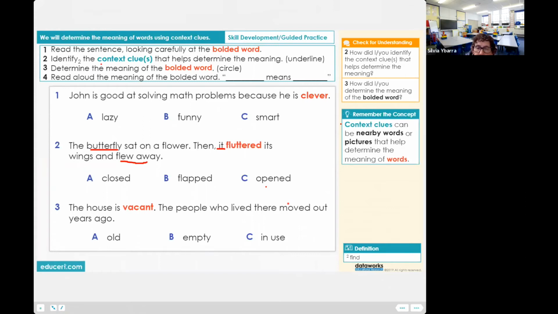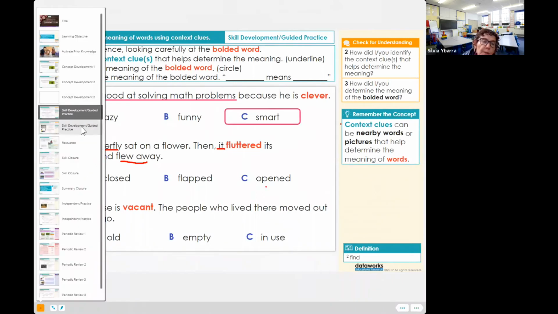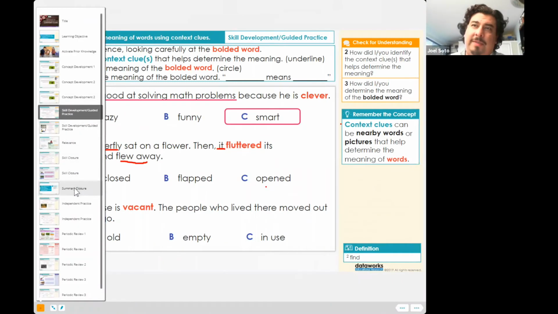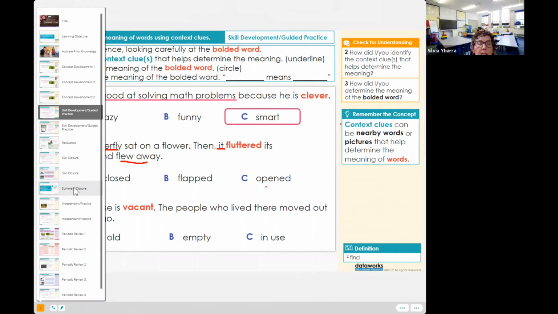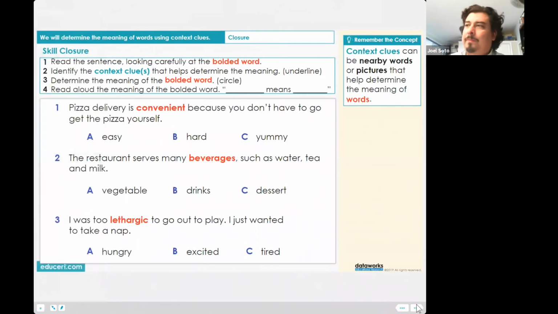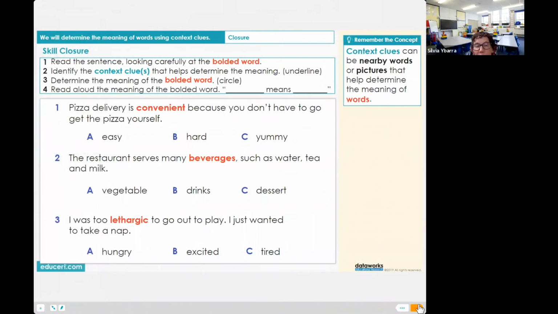And then, our lessons actually go up to skill development and guided practice, and we do a closure. Can you go to the closure? Absolutely. I'm going to summary closure now. Or do you want to go to skill closure? No, go to the skill closure. Very good. I'll start at the first one. Yes. And that's just, can you do this skill? We just taught you how to do it.